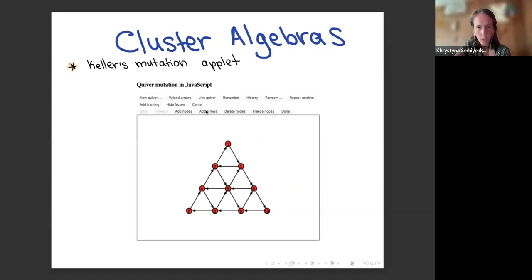You would add arrows. So if you click on this add arrows button, and then you click on vertex 1 and then on vertex 3, it would add an arrow from 1 to 3. If you wanted to add 2 arrows, you'd click on 1 and on 3 again, and it would add 2 arrows and so on. Delete nodes, freeze nodes, we didn't talk about that. You don't need that. And then after you're done, click done. And then once you click on any of the vertices here, it would mutate for you. So that's very nice. This is what's on the web page.